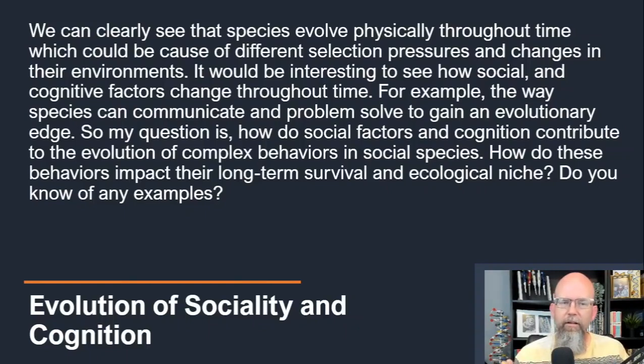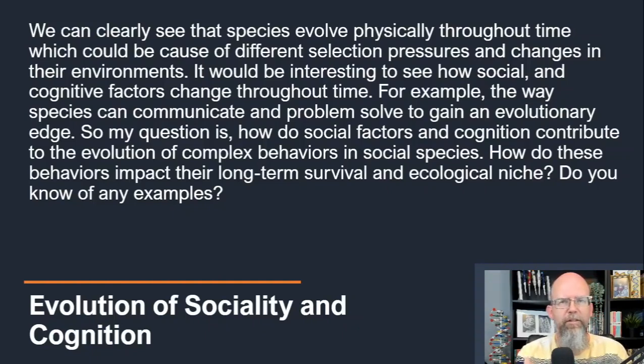Now, I'll say that social factors and cognition do play a significant role in the evolution of complex behaviors, especially in what we call social species, of which human beings are definitely one, but we're not the only one. There are many different species that have a lot of social aspects to them, cooperative effects and so forth. So these behaviors do impact the long-term survival and the ecological niche in which species are living in a variety of different ways. So here are some things that I would consider.